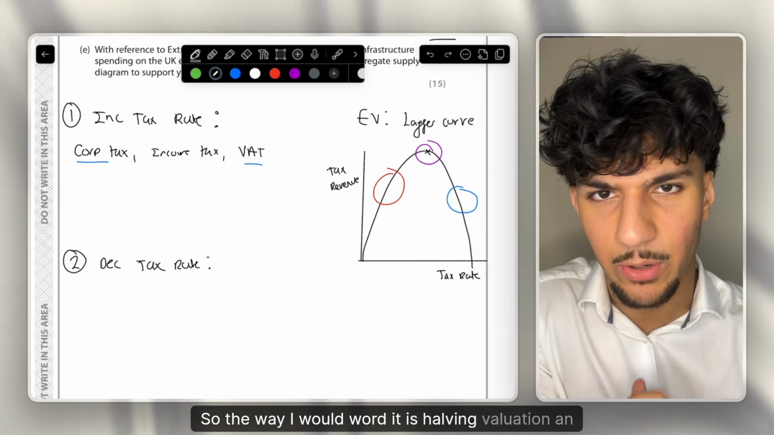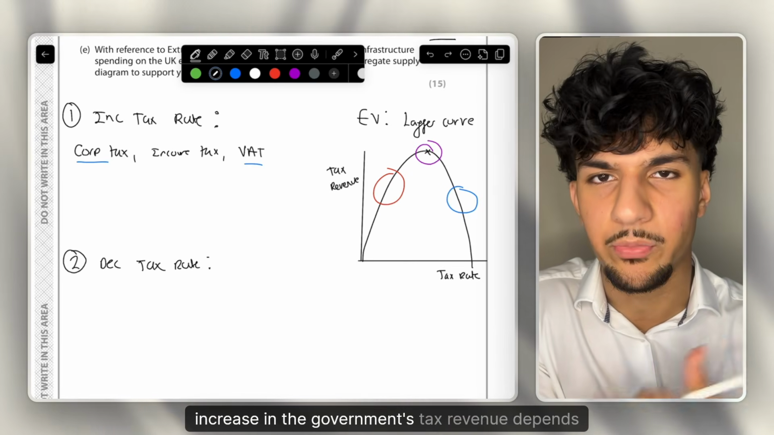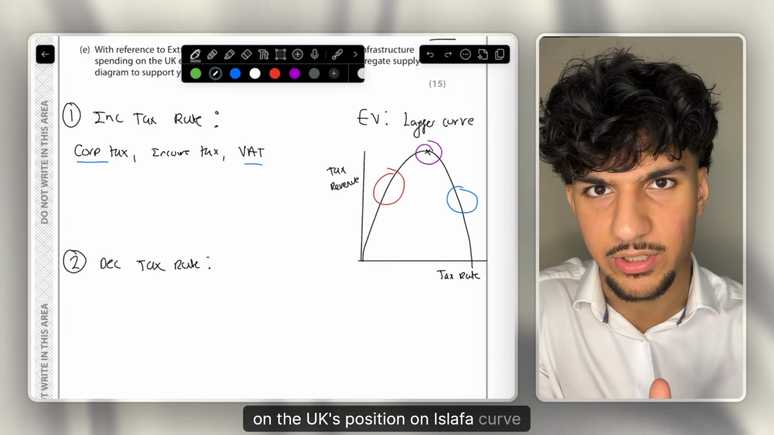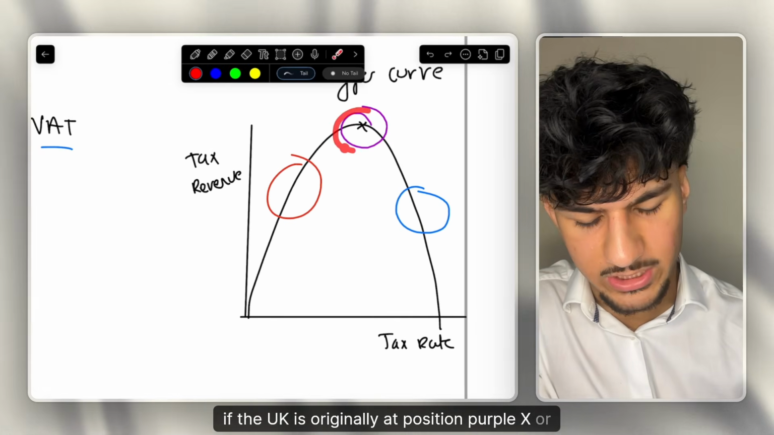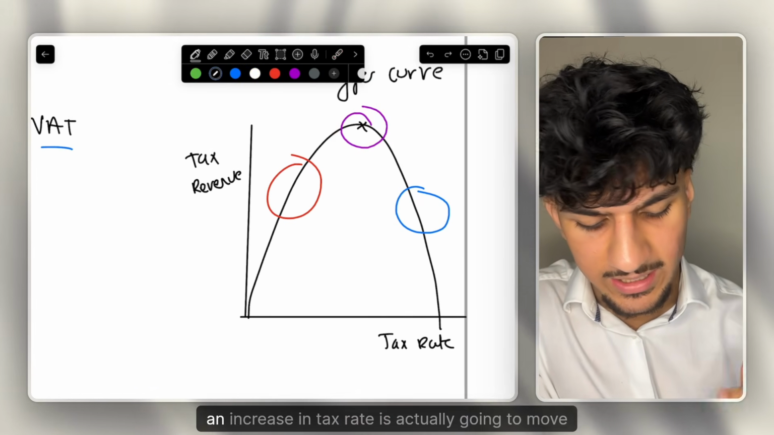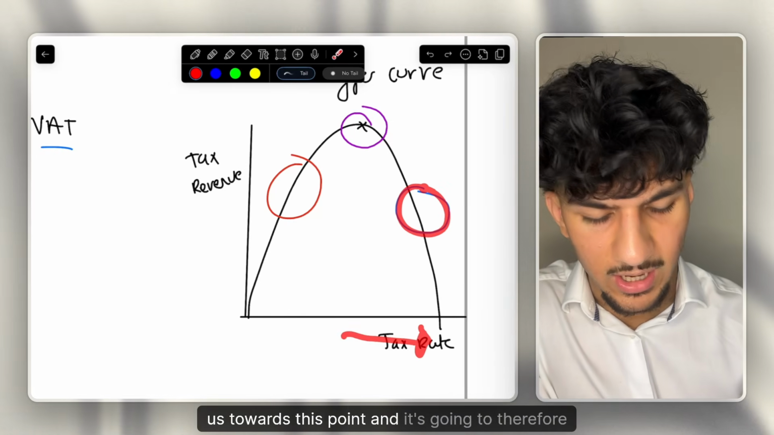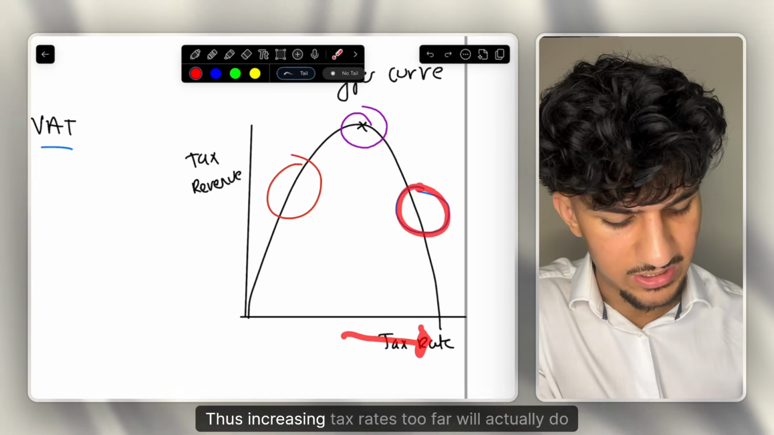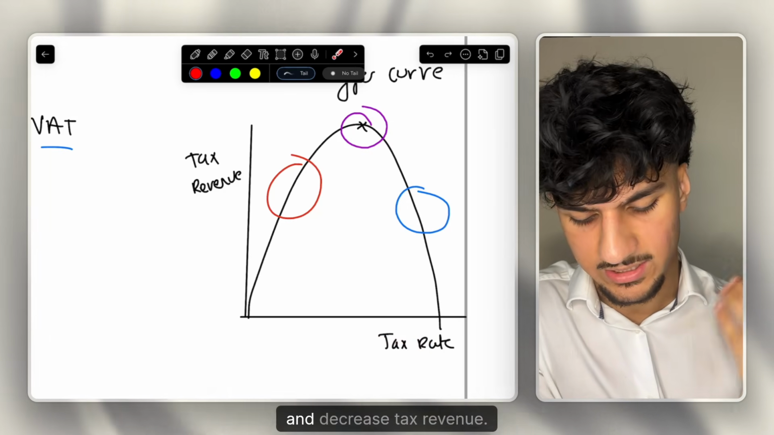So the way I would word it is, however, in evaluation, an increase in corporation tax, an increase in the government's tax revenue depends on the UK's position on its Laffer Curve. If the UK is originally at position purple, X, or whatever you want to call it, an increase in tax rate is actually going to move us towards this point, and it's going to therefore lead to a decrease in tax revenue. Thus, increasing tax rates too far will actually have the opposite effect and decrease tax revenue.